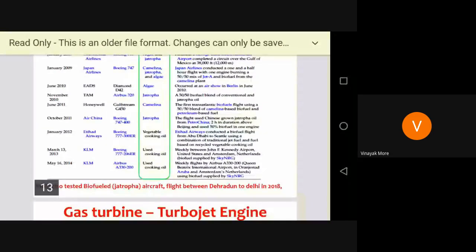But here anyhow the efficiency is going to be reduced and thrust is also less. But just to have commercial applications like very lightweight aircraft, they can go for alternate fuels like biofuels also. And at the bottom I have written that India has also tested an aircraft with jatropha fuel with the blending up to 50%. That flight took place between Dehradun and Delhi in 2018.